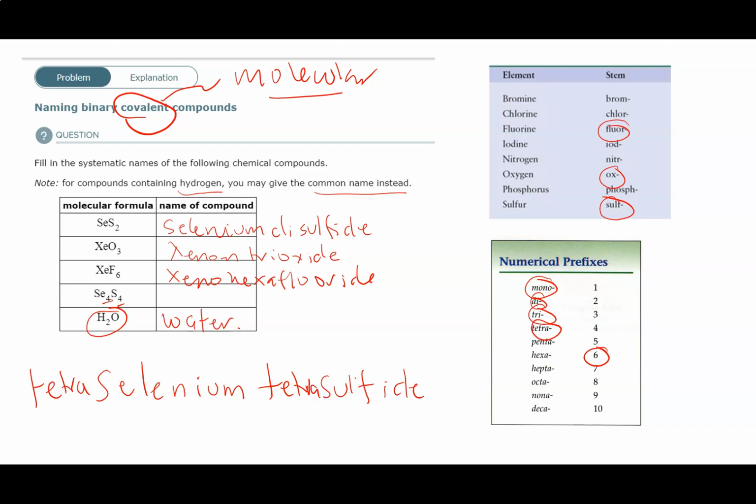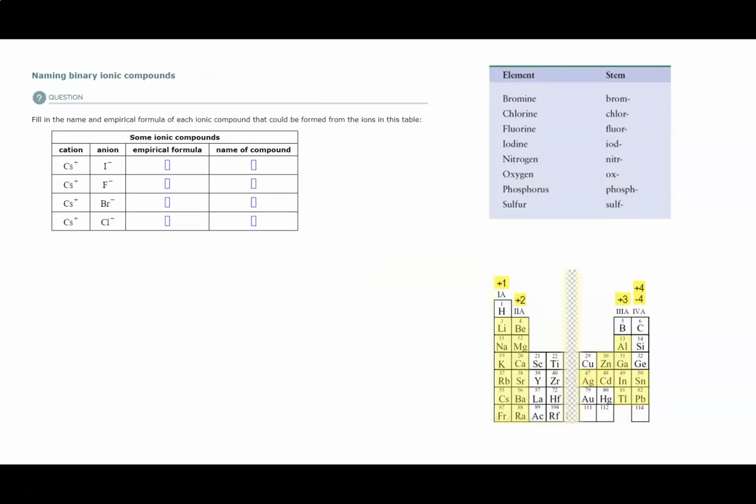Now notice that for molecular compounds, we don't simplify the ratio of atom types, right? You don't write that as SeS. That is wrong. That's not a rule for molecular compounds to simplify the ratio of atom types. That only applies to ionic compounds.